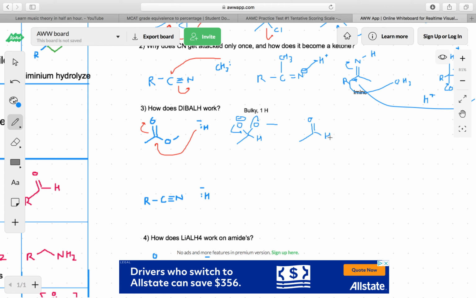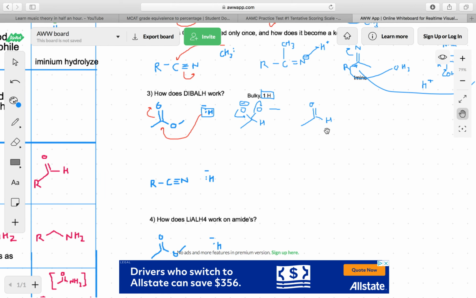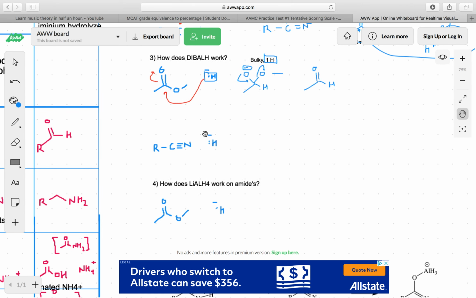So this is an aldehyde. Okay, cool. Now let's attack again. But wait, remember, our DIBALH only has one hydrogen to give. It already gave this one hydrogen. It can't give any more. And in addition, it's bulky, so it really doesn't want to get up in there again and do another reaction. So it's like a one and done, basically. It's finished. So it reduces an ester down to an aldehyde. Let's see what it does with a cyanide.